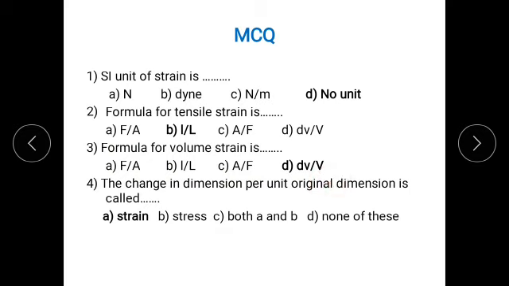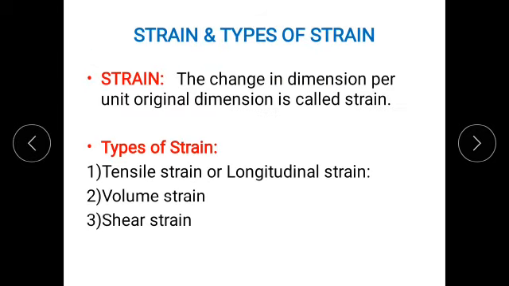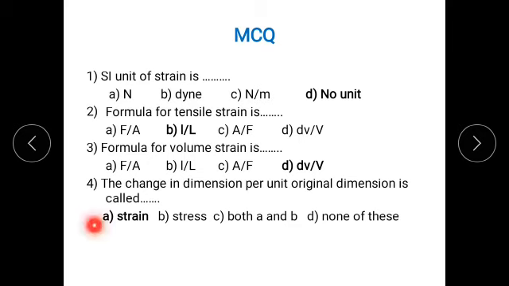Fourth question: the change in dimension per unit original dimension is called. Option A is strain, option B is stress, option C is both A and B, and option D is none of these. As we know, the definition of strain is that it is the ratio of change in dimensions per unit original dimensions. And therefore the correct option is A, strain.